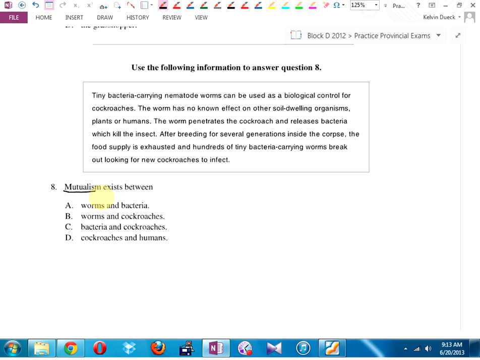Mutualism, they both have to benefit. Sorry? The worms benefit and the bacteria benefit? It's not the worms and the cockroaches. In fact, you know what? The cockroach is not benefiting in any of this. Poor roaches.